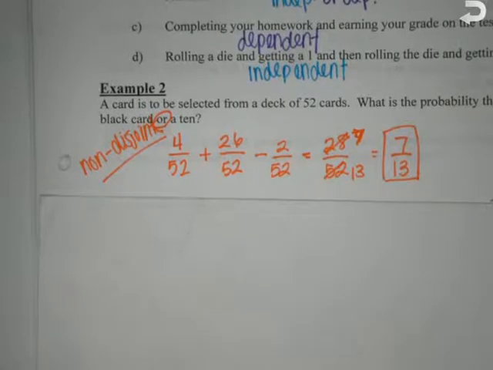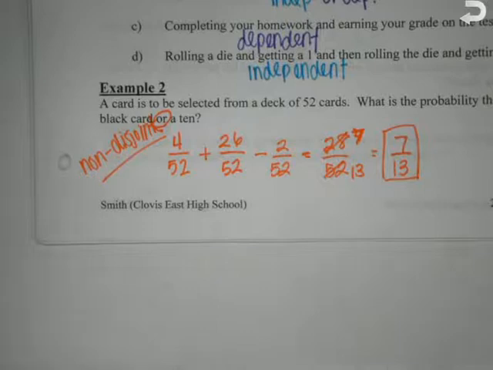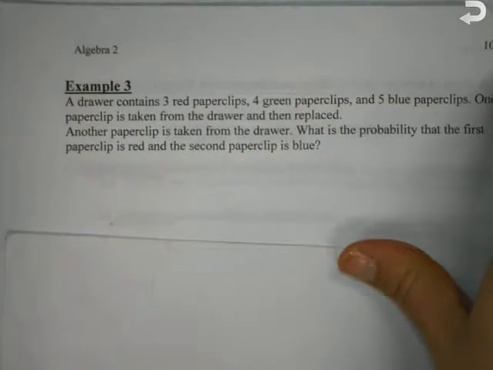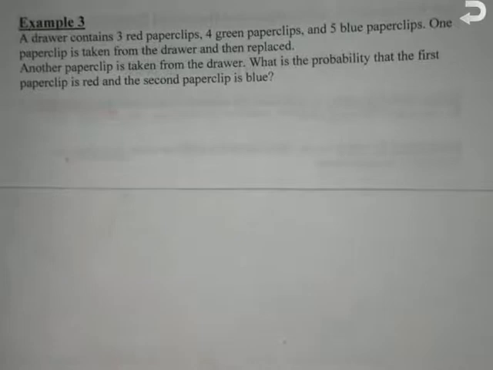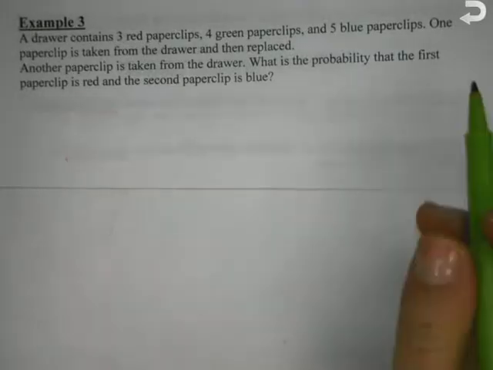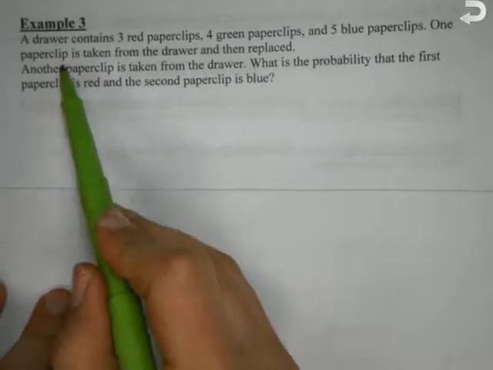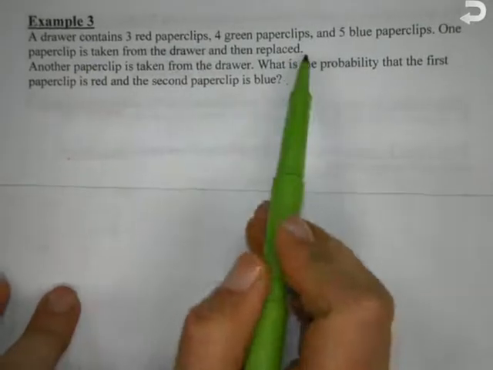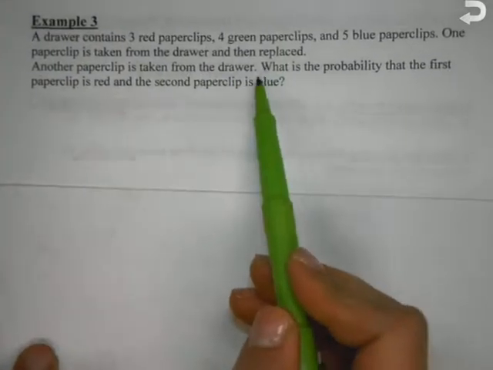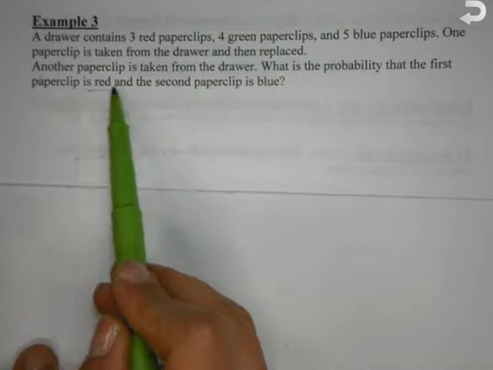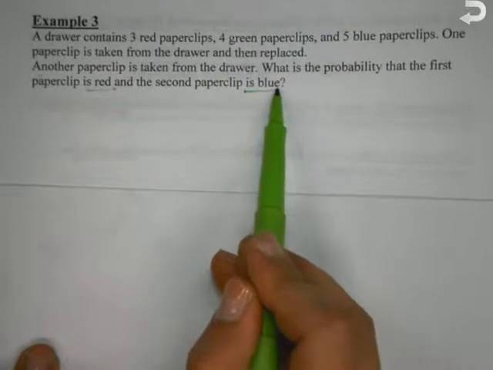So, step 3. Okay. A drawer contains 3 red paper clips, 4 green paper clips, and 5 blue paper clips. 1 paper clip is taken from the drawer and then replaced. So we take one out and then put it back. Another paper clip is taken from the drawer. What is the probability that the first is red and the second is blue? What's the word, and or? And are these independent or dependent events?